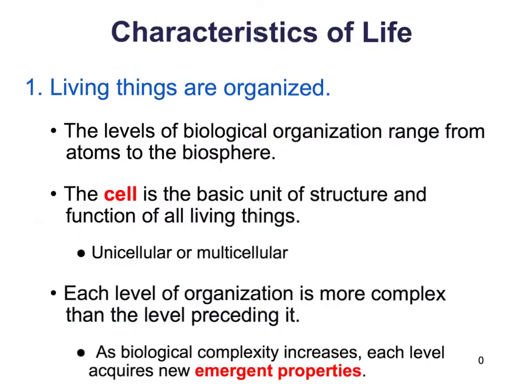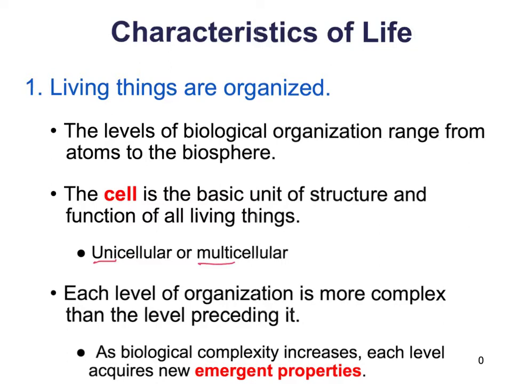Now the first characteristic of life that we're going to look at is that living things are organized. The levels of biological organization range from atoms all the way up to the biosphere. And within those, the cell is the basic unit of structure and function for all of the living things that we look at. Whether you're a unicellular organism, uni being one, or a multicellular organism composed of many cells, you're all using a cell as that basic unit of structure and function.